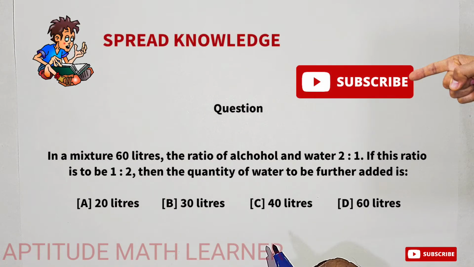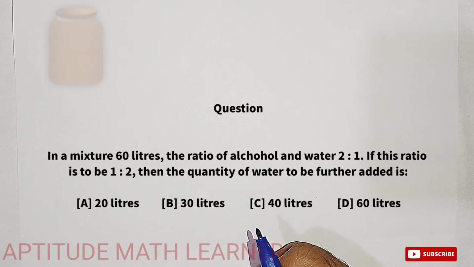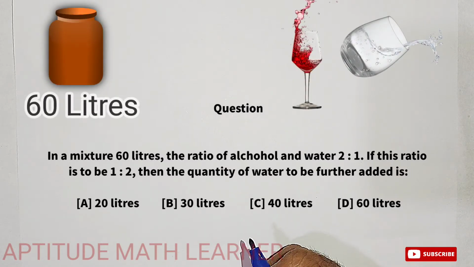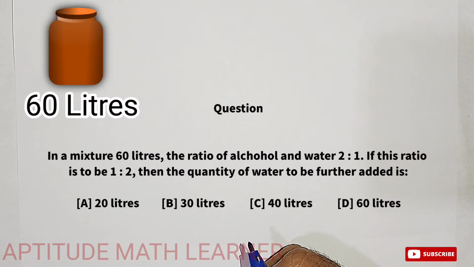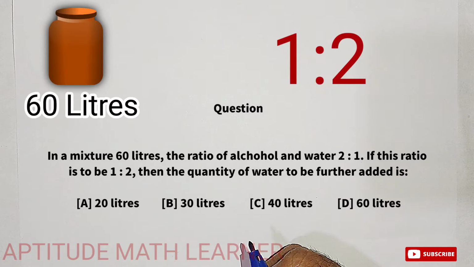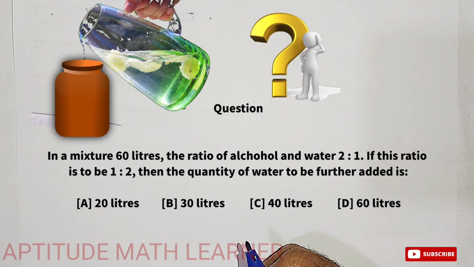Once again I am here with a very interesting question. The question today is: in a mixture of 60 liters, the ratio of alcohol and water is 2:1. If this ratio is to be 1:2, then the quantity of water to be further added is? So here we have to find out the quantity of water after the ratio becomes 1:2.